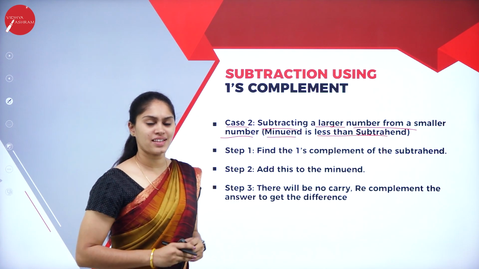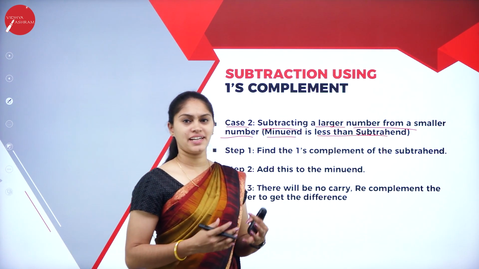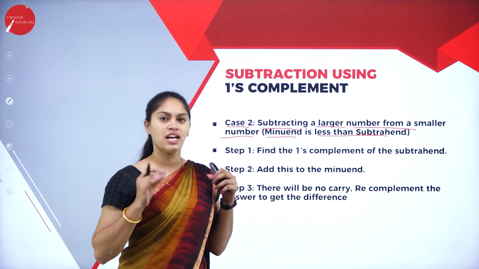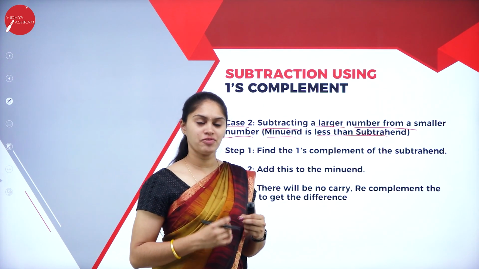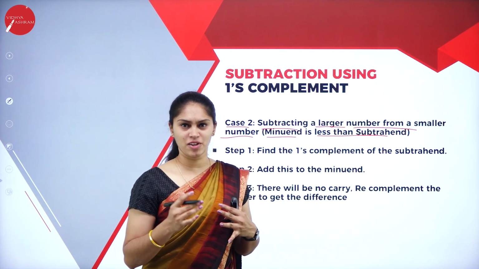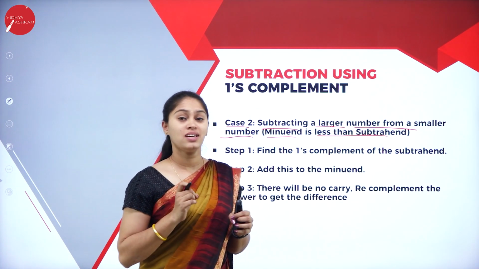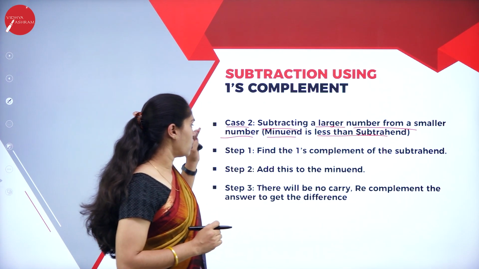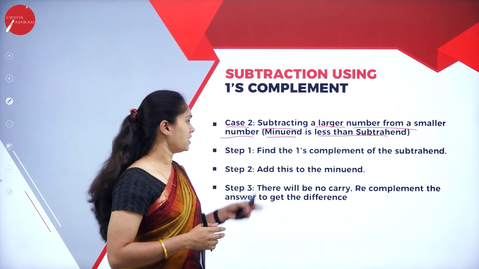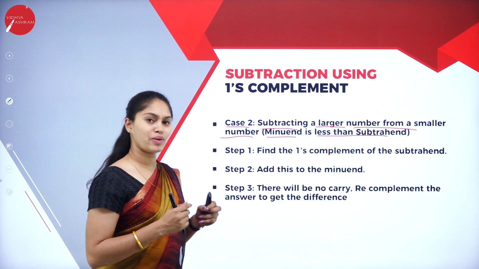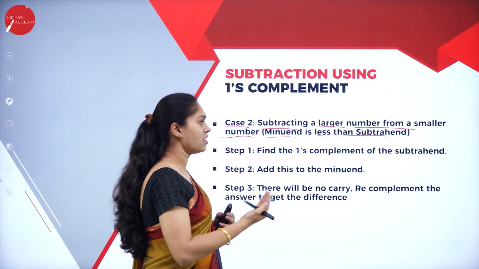And understand one thing: whatever the numbers could be, don't ever think that the number which is greater must always be the minuend and the number which is lesser must always be the subtrahend. That is not the case here. So we have two cases, as I said, and here we are dealing with when the minuend is lesser than the subtrahend.